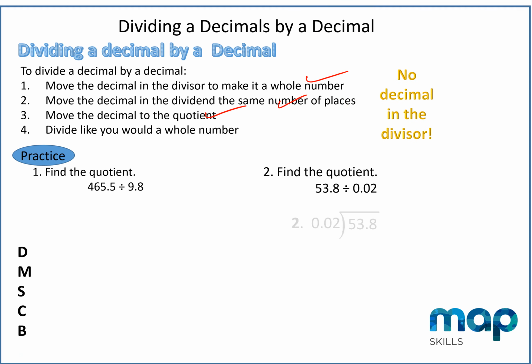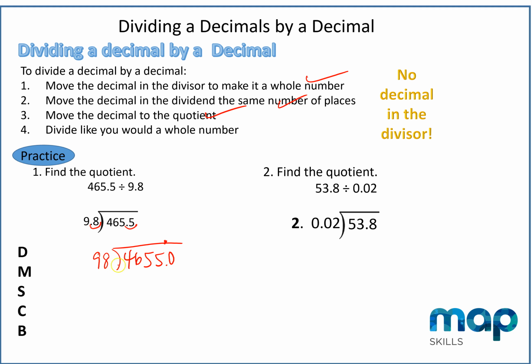No decimal in your divisor. Oops, wrong order. All right, so I have 465 and 5/10 divided by 9 and 8/10. No decimal in my divisor. I'm going to move this over 1 time. So now I have 98. If I moved it once here, I have to move it once here. So now I have 4, 6, 5, 5. I'm going to put another 0 just in case. Okay, I believe we've seen this problem before. So we're going to bring up our decimal and be very careful when we put our number.